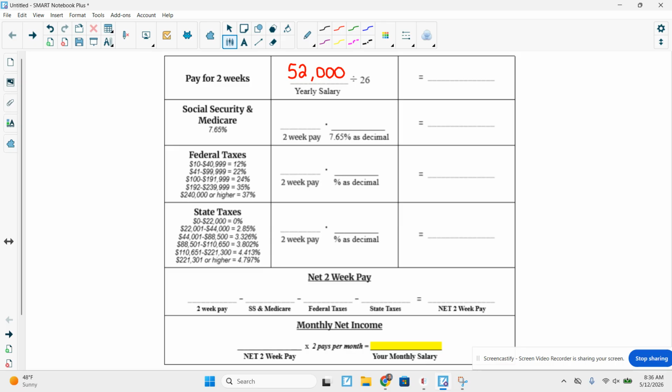Before we do any math, we have to go through and put stars next to the percentages that we are going to use. Everyone for Social Security and Medicare pays 7.65%. So please put stars next to 7.65%. Everybody pays that. No matter what, everybody pays that.